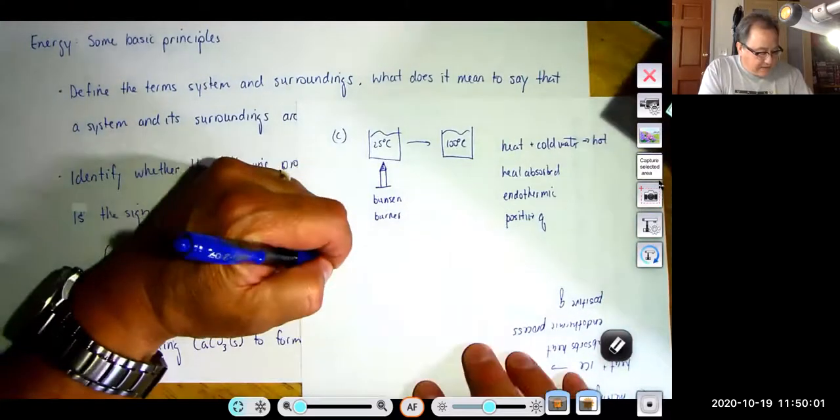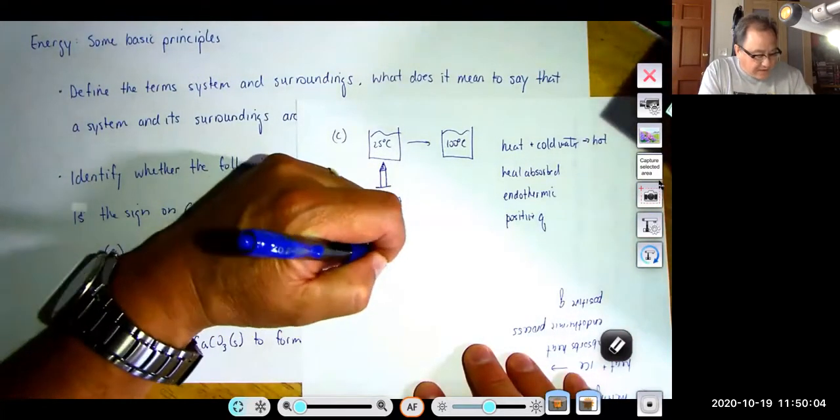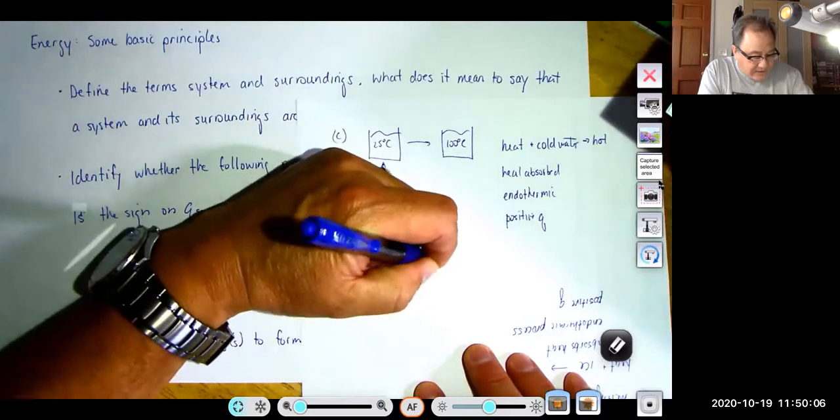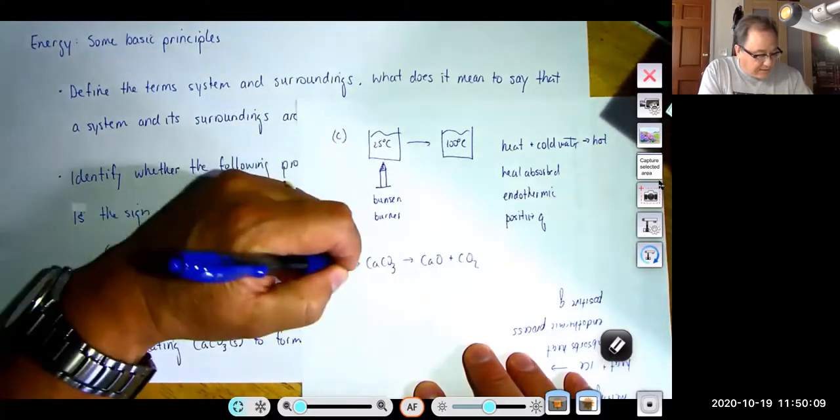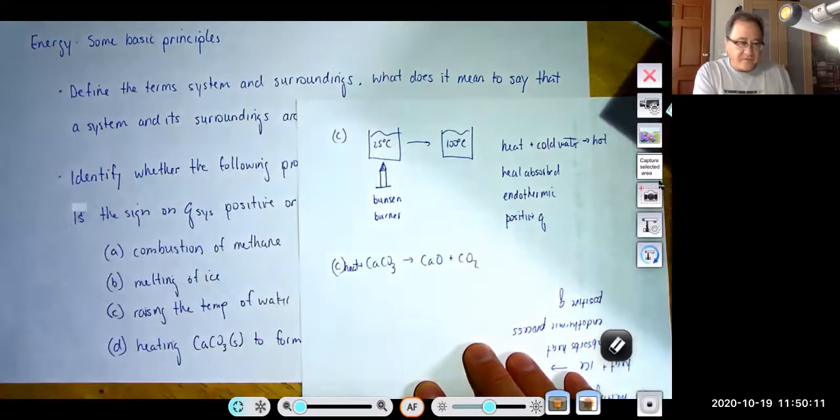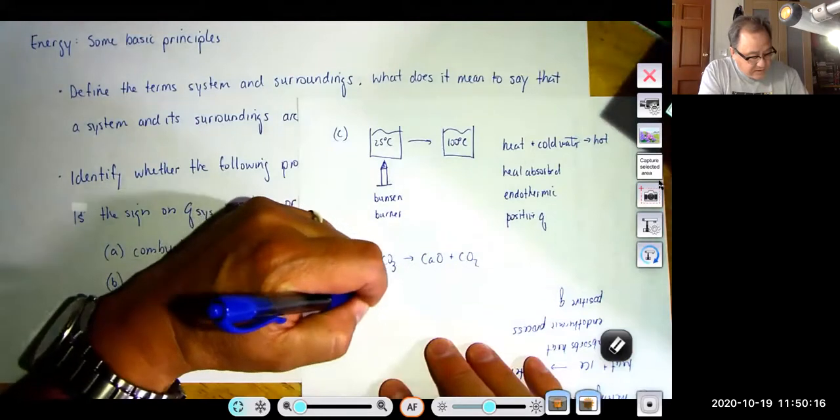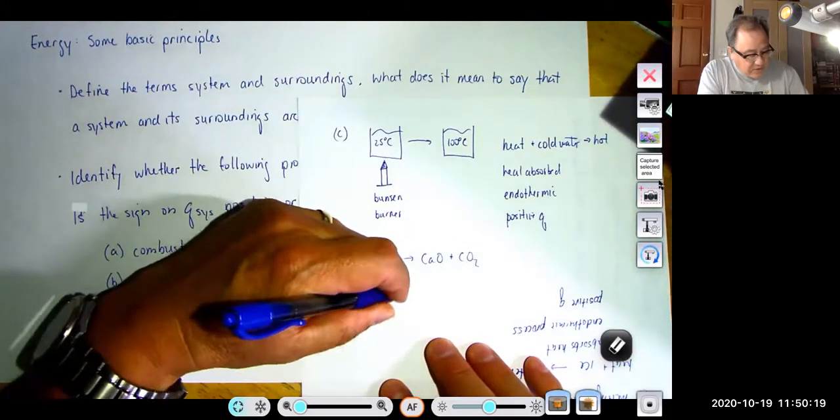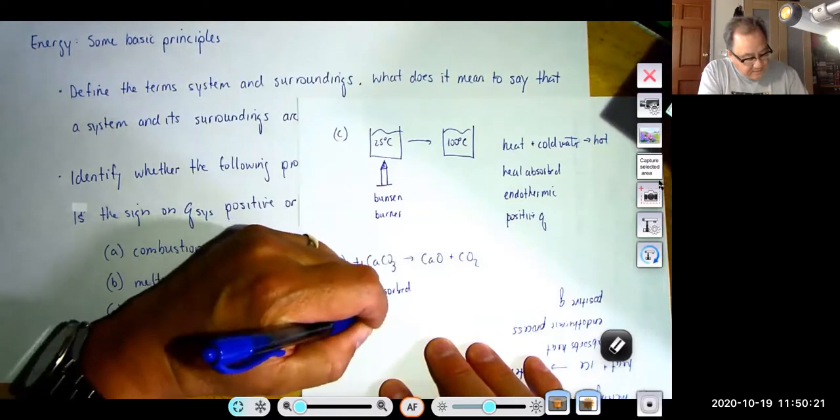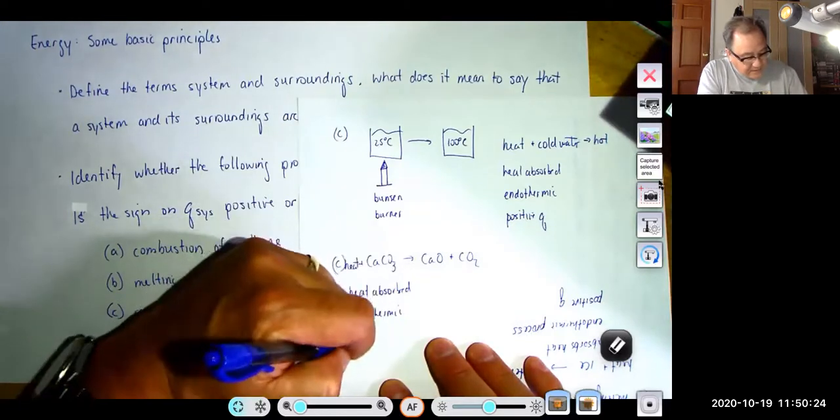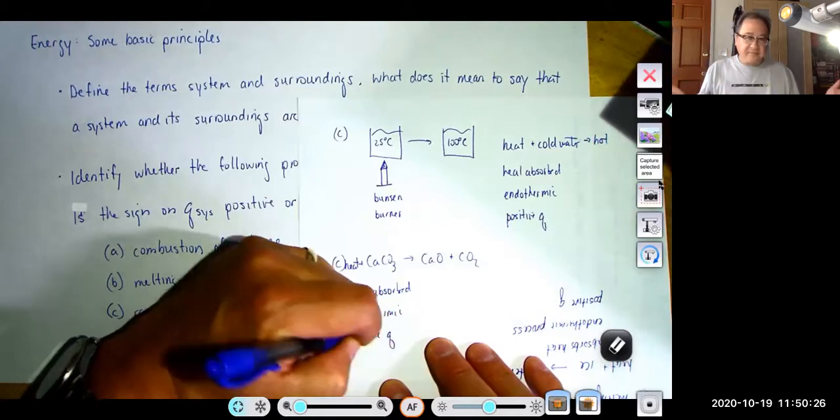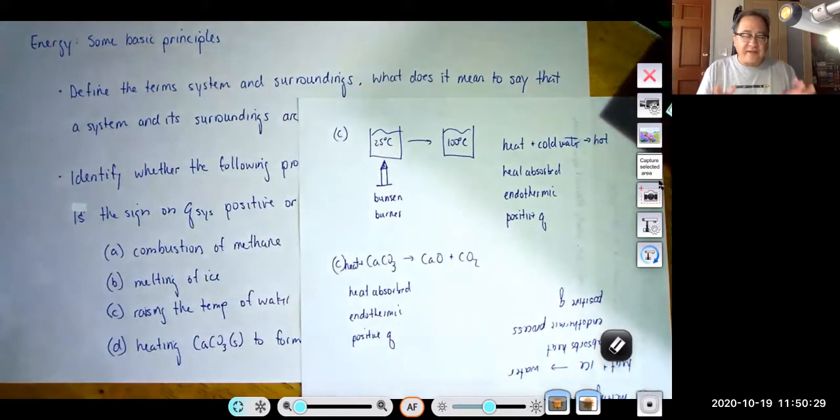Now, D, you're going to take calcium carbonate and turn it into calcium oxide plus CO2, but here you have to add heat to make this happen. So when you add heat, again, heat absorbed, endothermic, and it's a positive Q. And that's how you figure it out. You just have to figure out, was the heat released like a product, or is the heat absorbed like a reactant? And that's the end of this section.